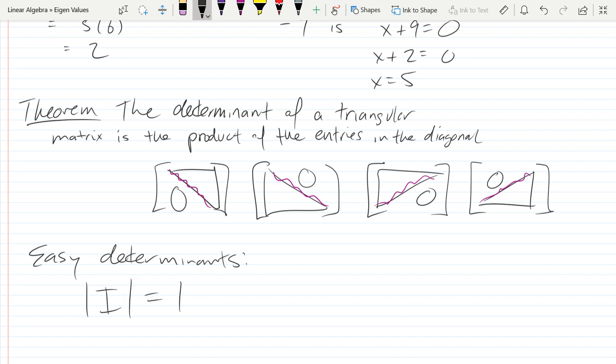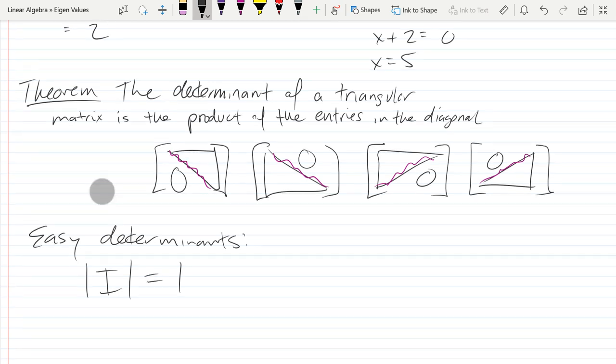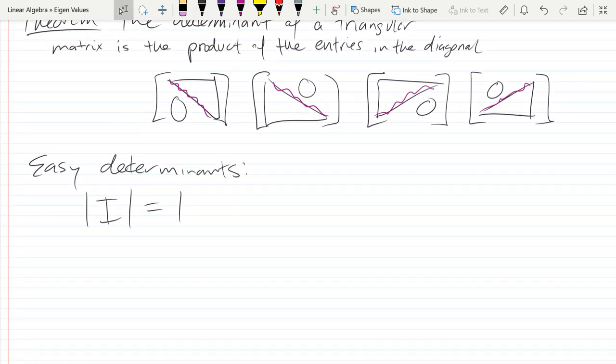So the determinant of I, no matter what dimension you're in, every single one will be 1. Let's look at elementary matrices. Actually, let's look at some rules first, then we'll come back to elementary matrices. So these are determinant properties.